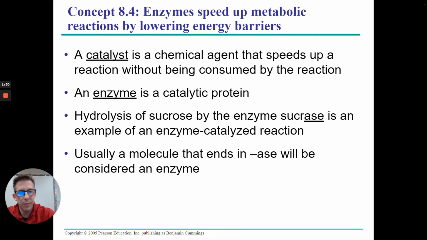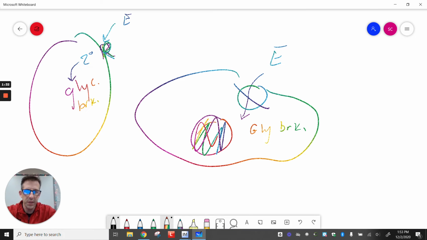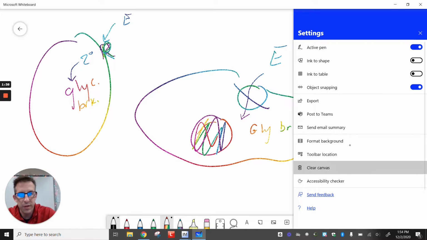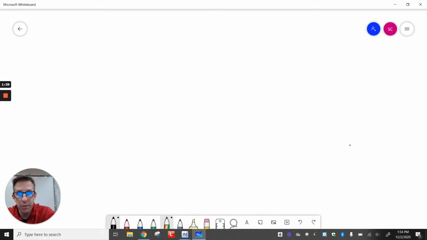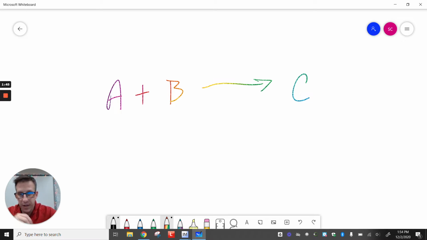And so let me pop up here, there we go. I'm going to go ahead and draw on the screen real quick so you guys can see. We're going to clear that. I'm just going to make something up. Let's say A plus B equals C. Maybe this is just some really generic chemical reaction.